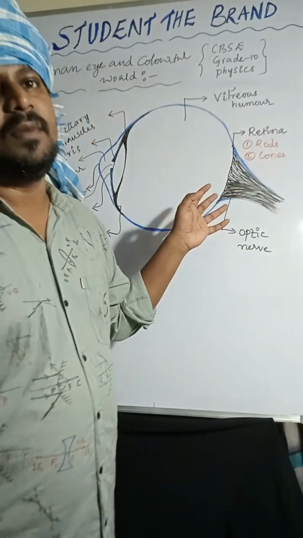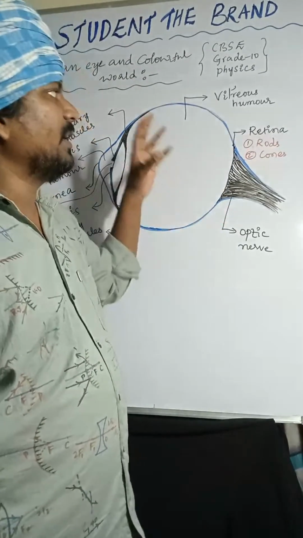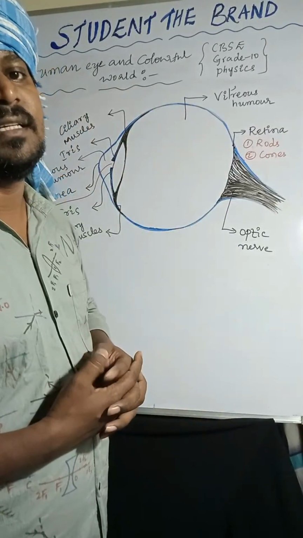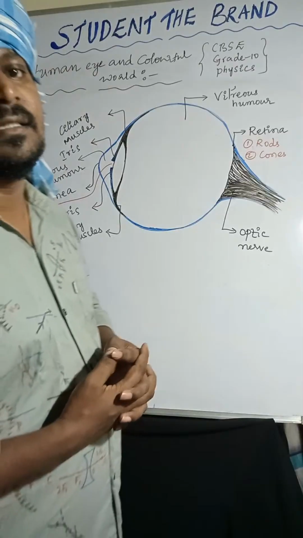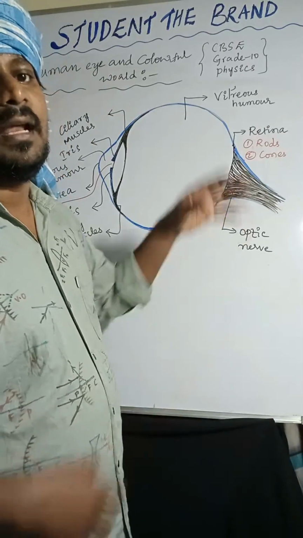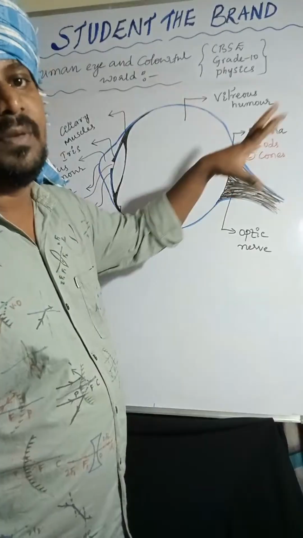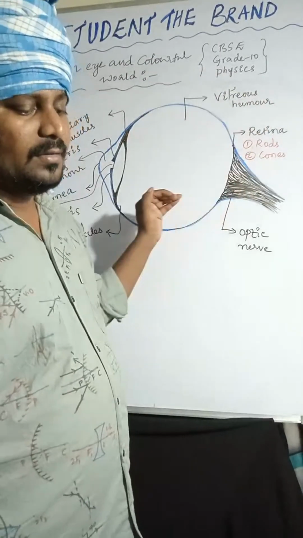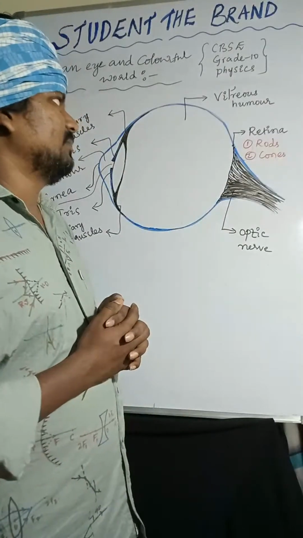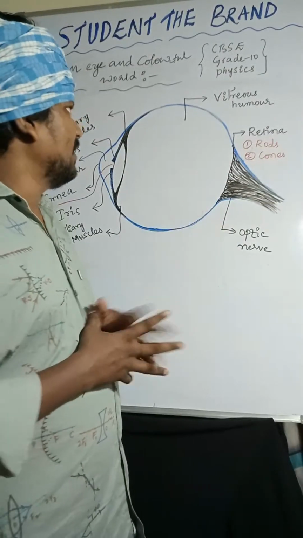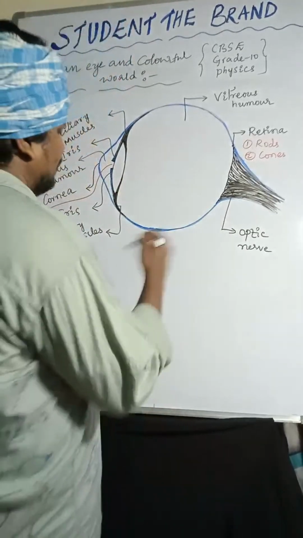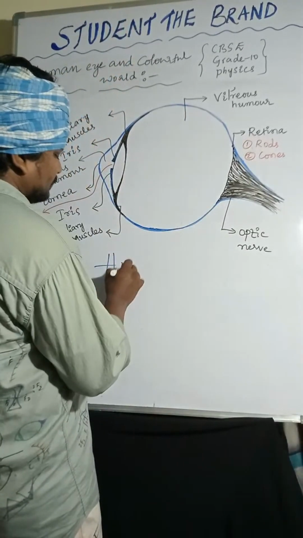Optic nerve is nothing but, whatever image is forming at the retina will be converted into electrical signals that will pass to the brain through the optic nerve. So that is about the retina and optic nerve. This is about the human eye.